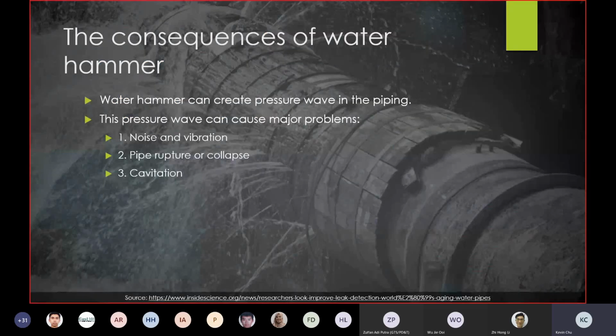So what are the consequences of water hammer? Water hammer can create a pressure wave in the piping. As we mentioned earlier, this pressure wave can cause major problems such as noise and vibrations, pipe rupture or collapse, and also cause cavitation in the piping.